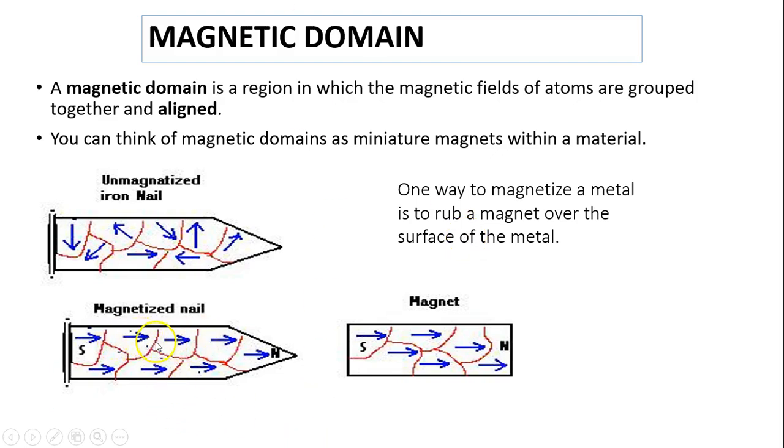You can magnetize this nail. When you magnetize it, rub it with a magnet, and it will make all these domains align with each other. Therefore, this nail will become magnetic. If you put another nail next to it, it will attract the other nail.